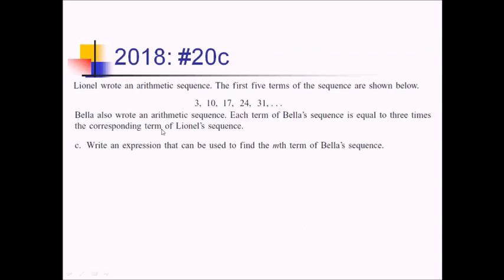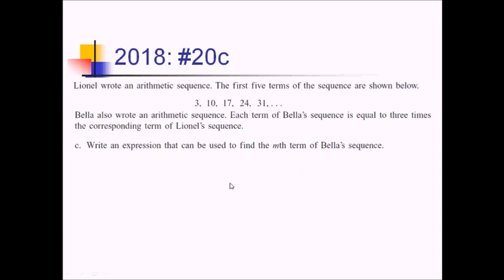Bella wrote an arithmetic sequence. Each term of Bella's sequence is equal to 3 times the corresponding term of Lionel's sequence. So we want an expression that can be used to find the nth term of Bella's sequence, although they called it the mth term here.